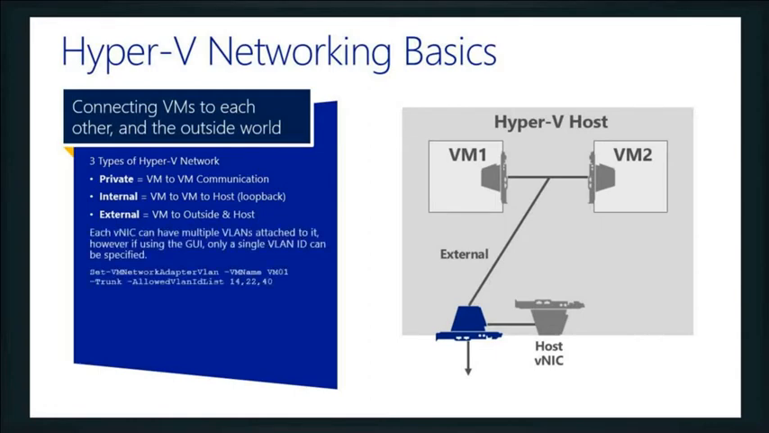You can even assign them VLANs, although in the GUI you can only assign a single VLAN ID. Using PowerShell, and you see an example of a PowerShell script on the slide right now, you can actually assign them multiple VLANs for those VNICs. So we do support it. It's just a matter of how you might provision it.